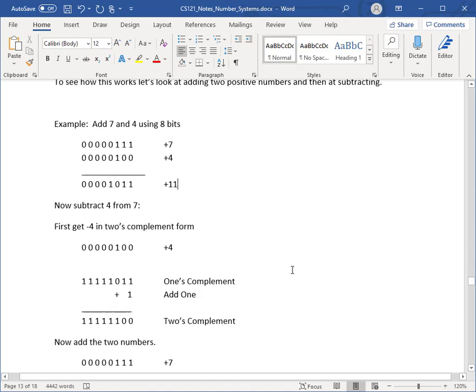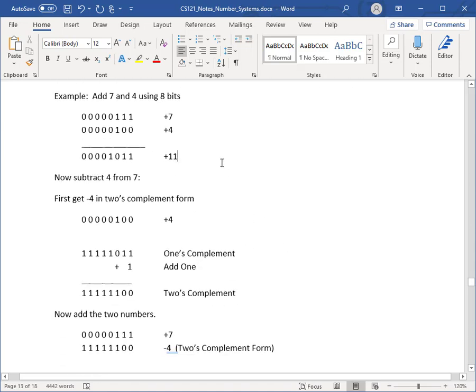What if we want to subtract? Well, if we want to subtract 4 from 7, then we start with our positive 4. We have to convert it to a twos complement form. So we'll take the ones complement of 4, we'll add 1, and we get this. 1 plus 1, that's 0 with a carry. So 1 plus our carry is 0 with another carry over here. Then 0 plus 1 is 1, and then everything else is 1 all the way out. So that's the twos complement version of negative 4.